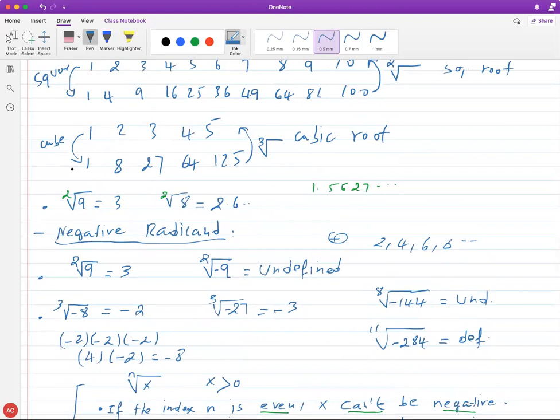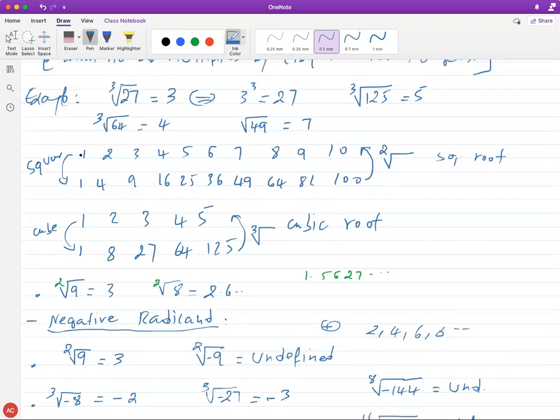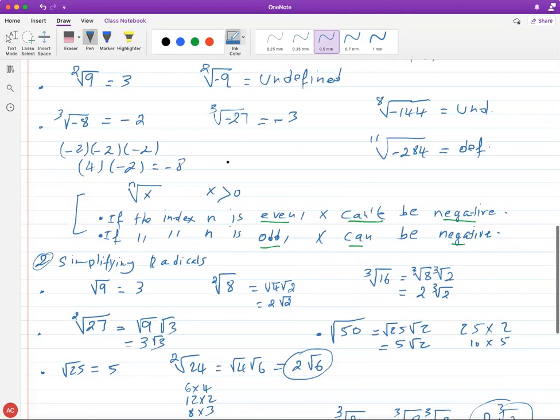So these numbers, when cubed, you get this. But to go back to the root, we do the cubic root. Same thing with the squares. So 1, 2, 3 to 10. When you square them, you get these numbers. But to go back, you use the square root. The opposite of the square is the square root. And we go back from 100 to 10. Square root of 81 is 9, and so on.